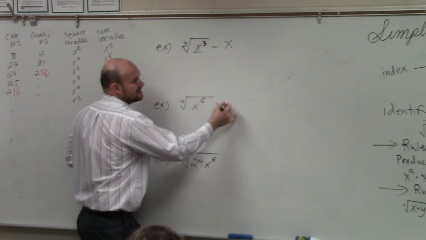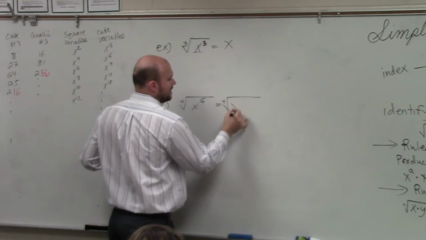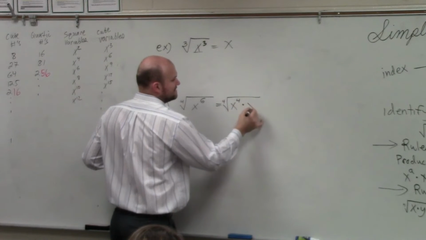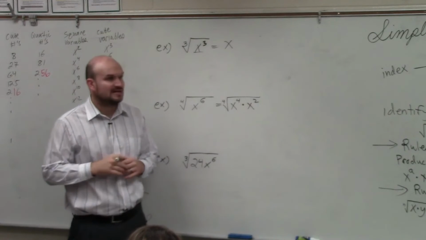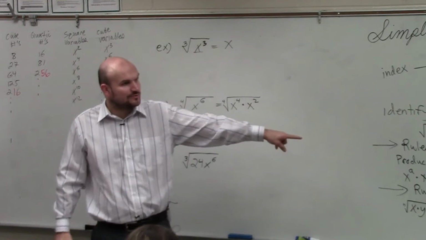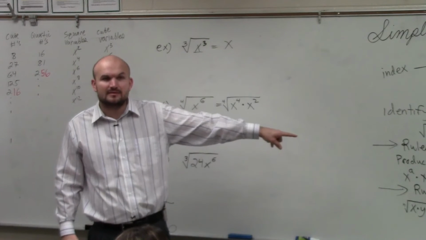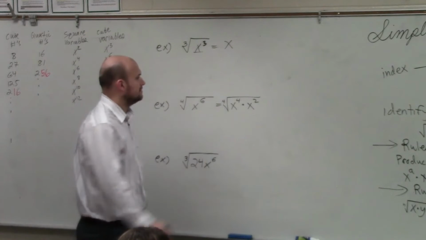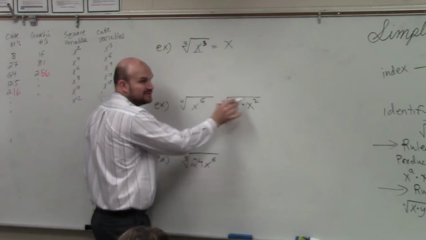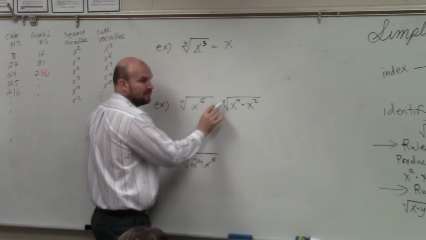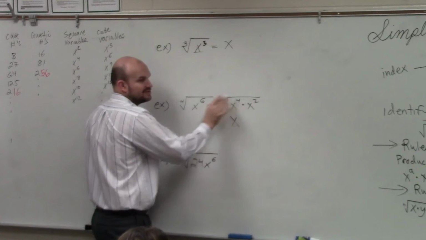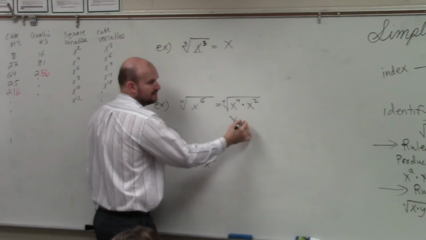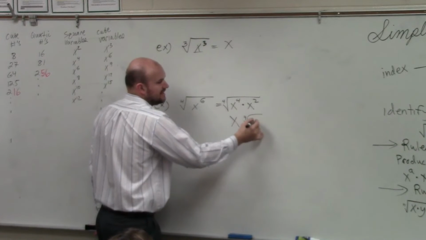I could rewrite this as the 4th root of x to the 4th times x squared. Would you guys agree with me that x to the 4th times x squared, based on the product rule, is x to the 6th? Yes. Now I can use my identity element. The 4th root of x to the 4th is x. I can't do anything with x squared, right? So that answer is x squared.